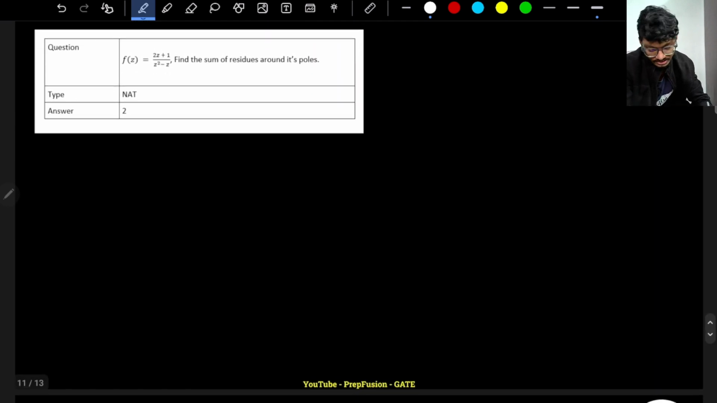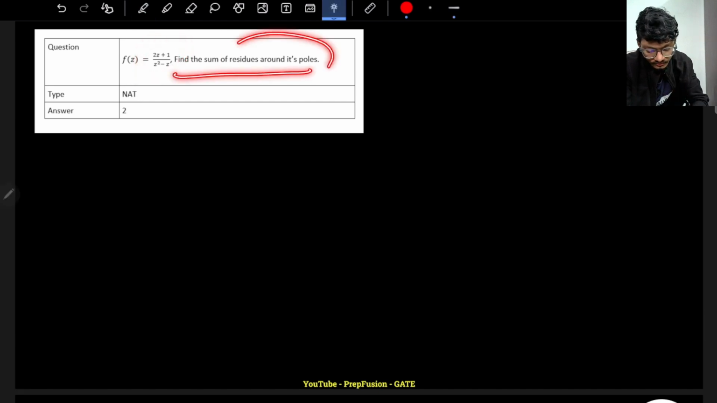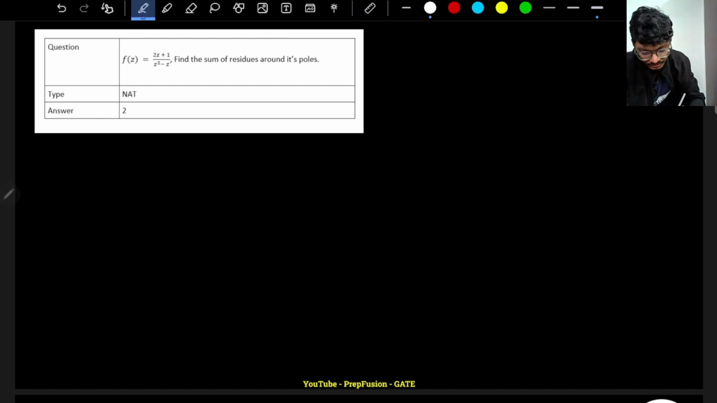Now let's move on to the next question. Next question is this one. F(z) is this. Find the sum of residues around its pole. Again, kind of on the simpler side only. You have to find the residues. All of them are simple poles. I have poles at z equal to 0 and z equal to 1.